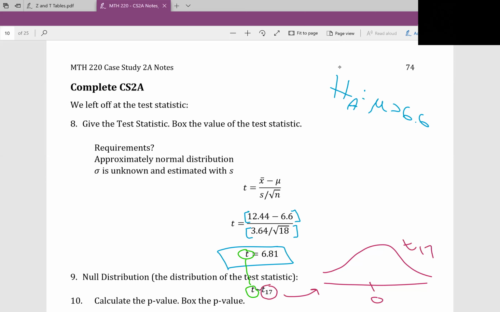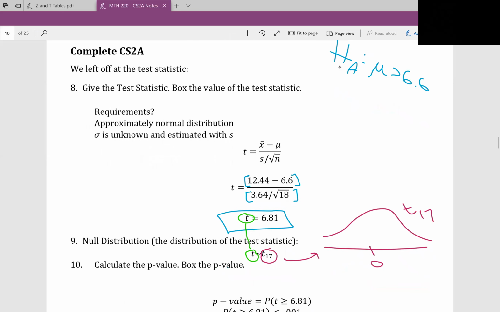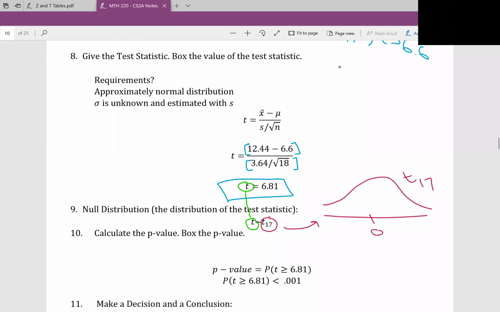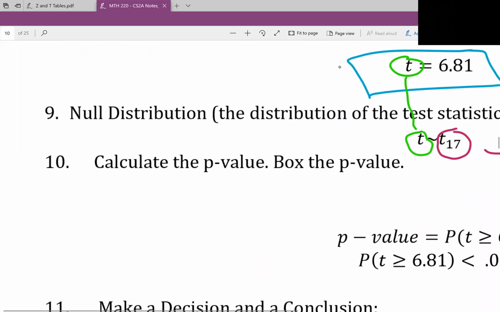Now I need to calculate the p-value. I was supposed to leave myself a little bit of space and I didn't. So, calculate the p-value. You have 6.81. I want to zoom in right here and draw my picture.